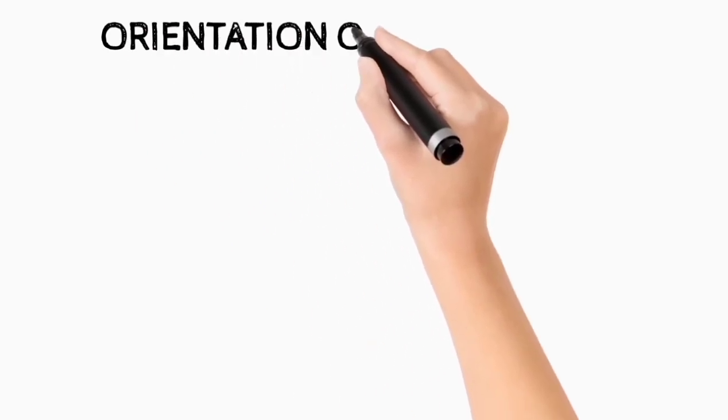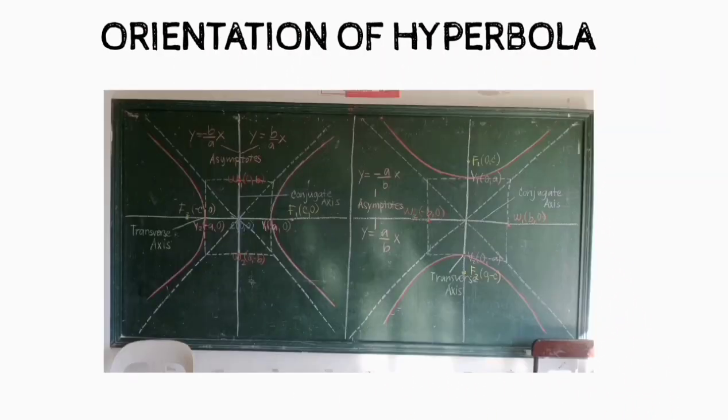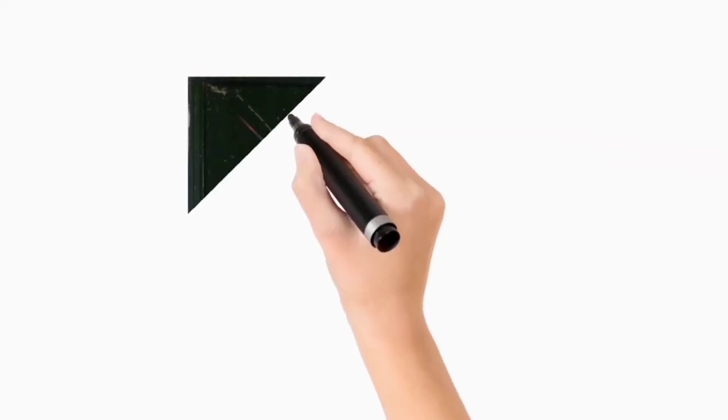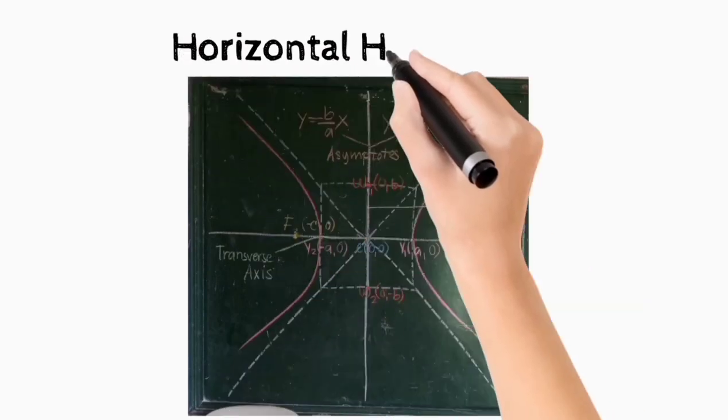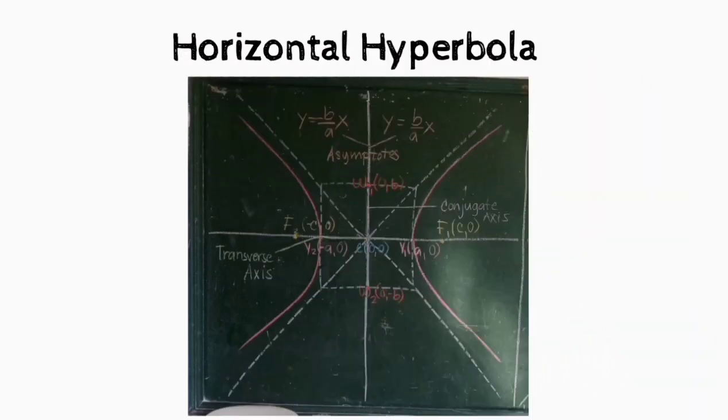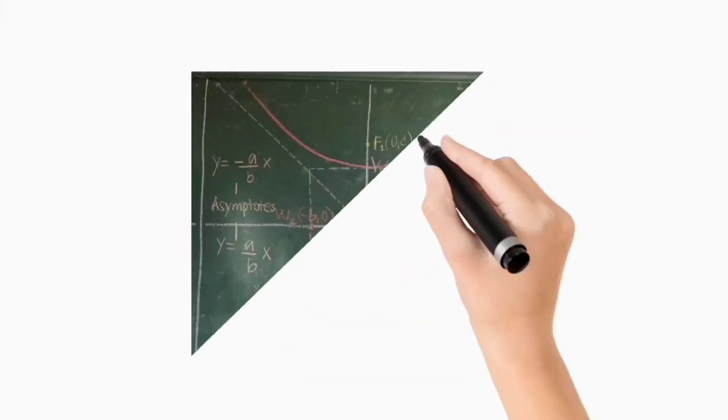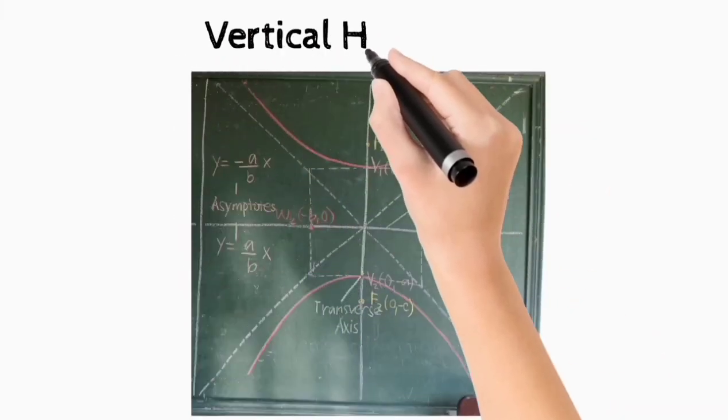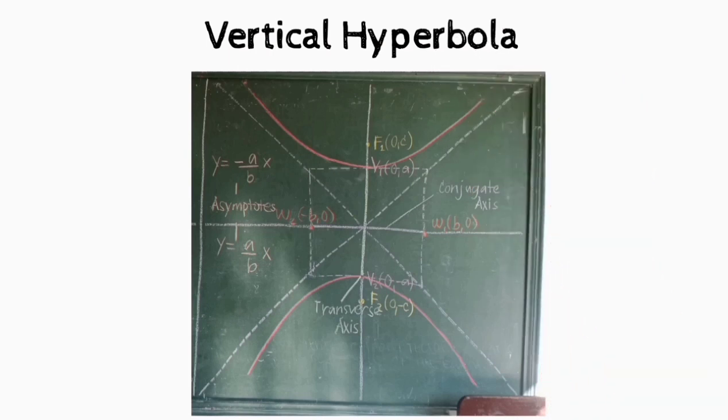The hyperbola has two orientations: the vertical hyperbola and the horizontal hyperbola. This is the graph of the hyperbola when the center is at the origin and the orientation is horizontal. This is the graph of the hyperbola when the center is at the origin and the orientation is vertical.